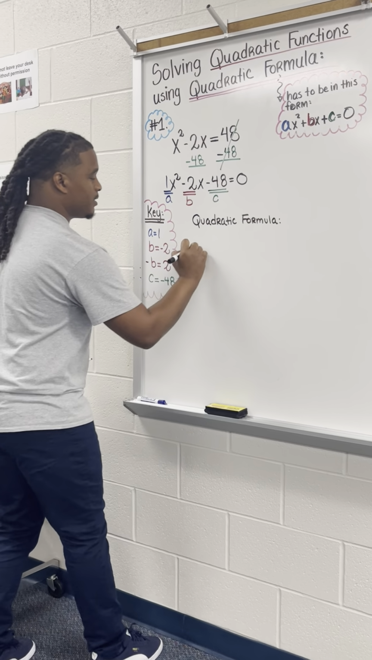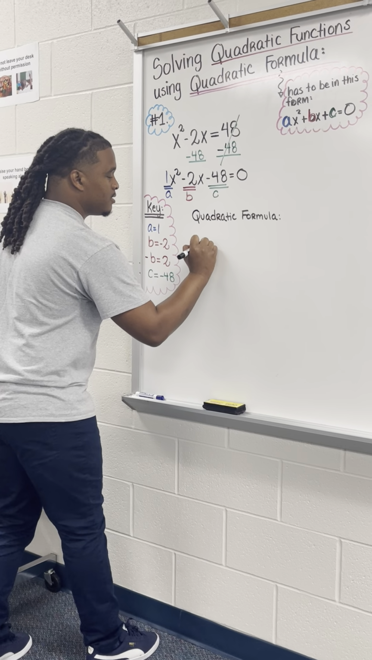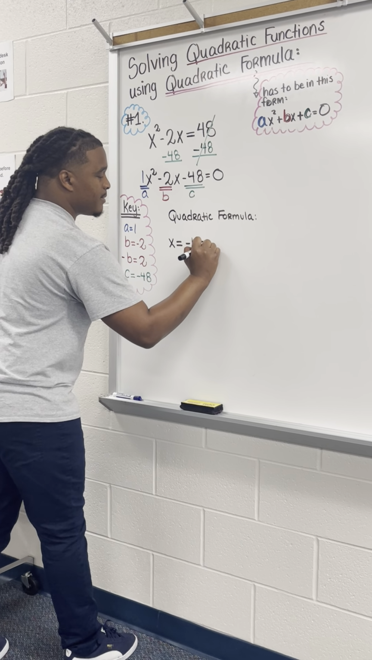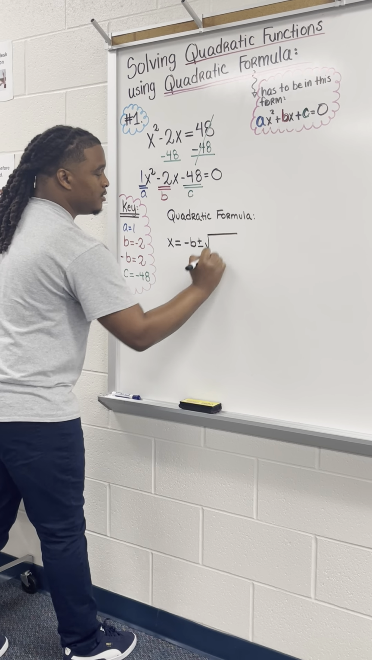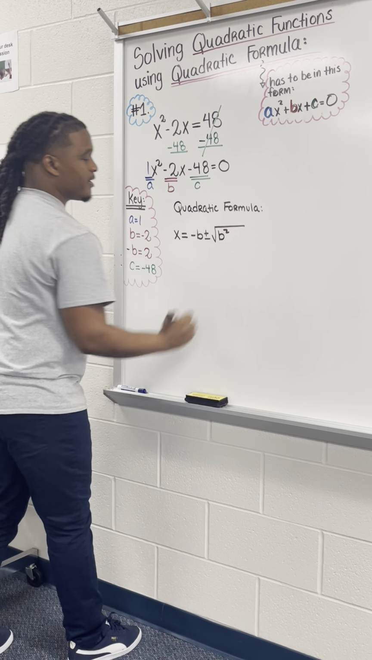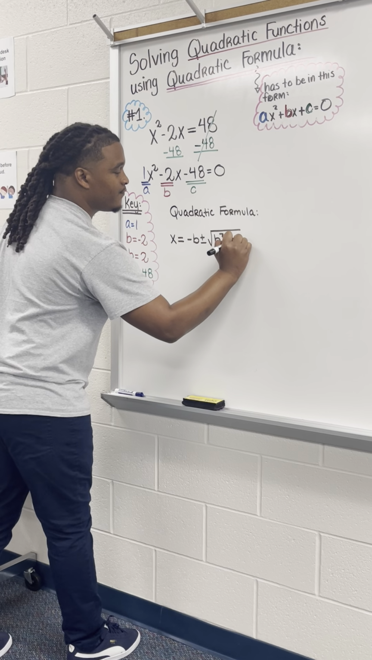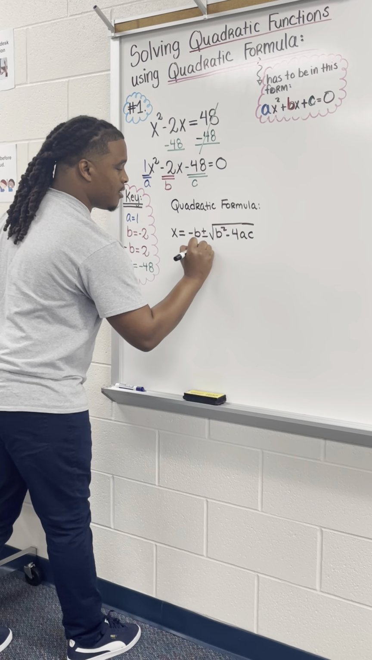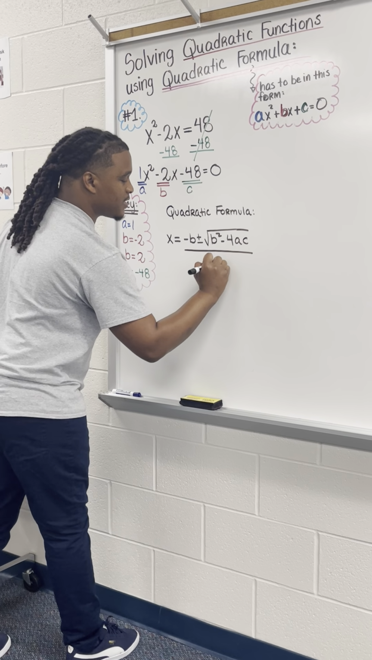So this is the formula. You have x equals negative b plus or minus the square root of positive b squared minus 4 times a times c, all over 2 times a.